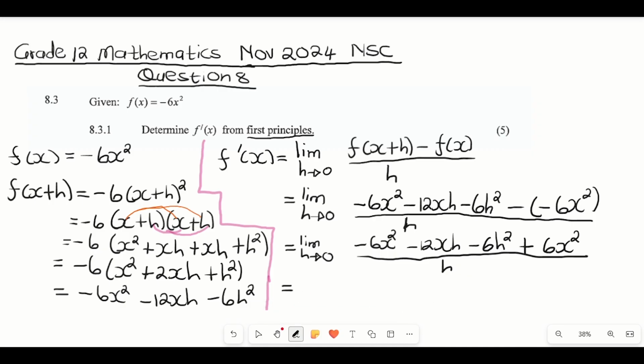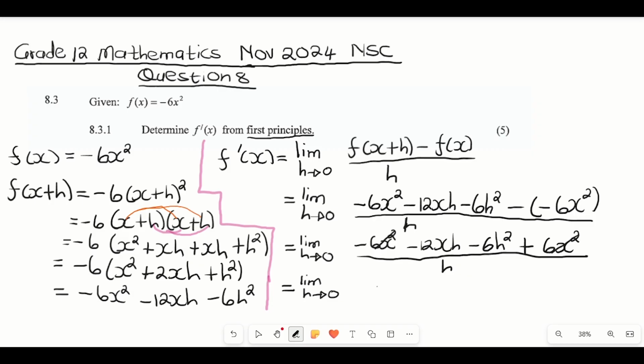Then we continue. You see, I'm still writing lim as h approaches 0 because we haven't made our h to be 0 yet. So if you look here, the like terms we have are minus 6x squared and plus 6x squared. Minus 6x squared plus 6x squared is the same as 6x squared minus 6x squared. So they cancel out.